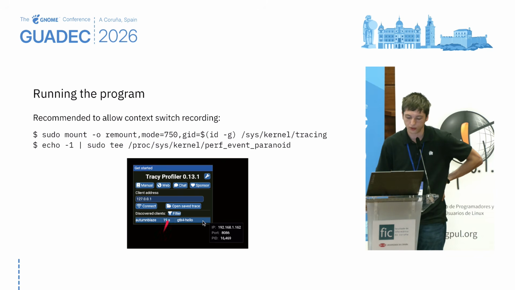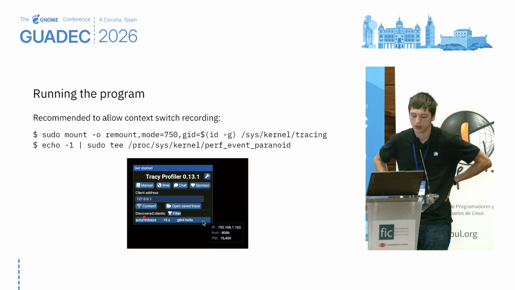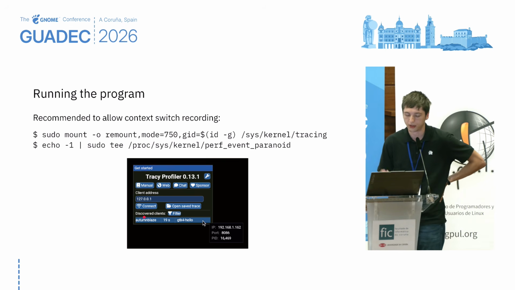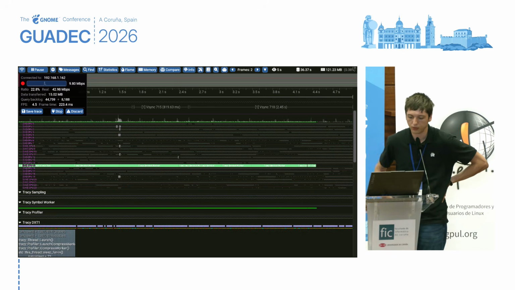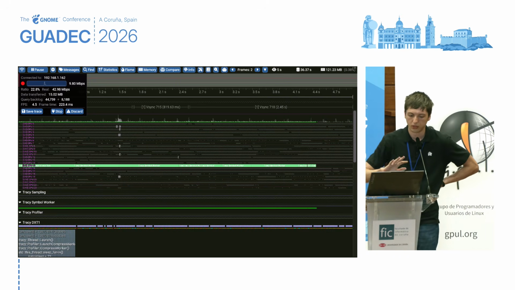But also here at the bottom, it has these discovered clients, where it should show your running program on your local PC. So I will just click on it, and it will open a view like this, which will be scrolling to the right because it's recording data.